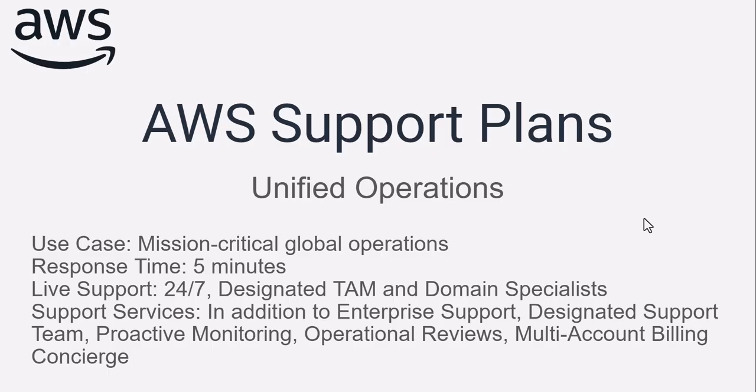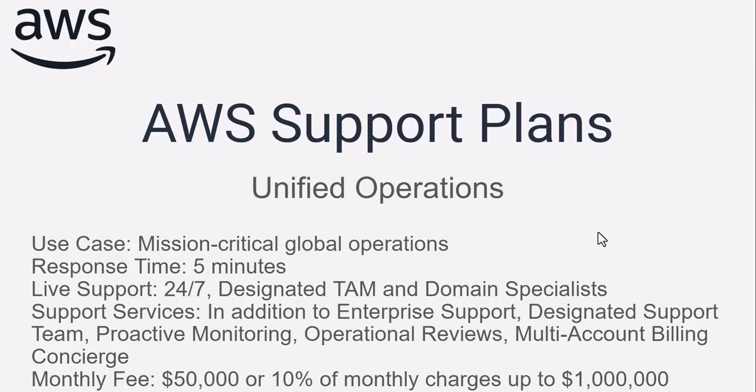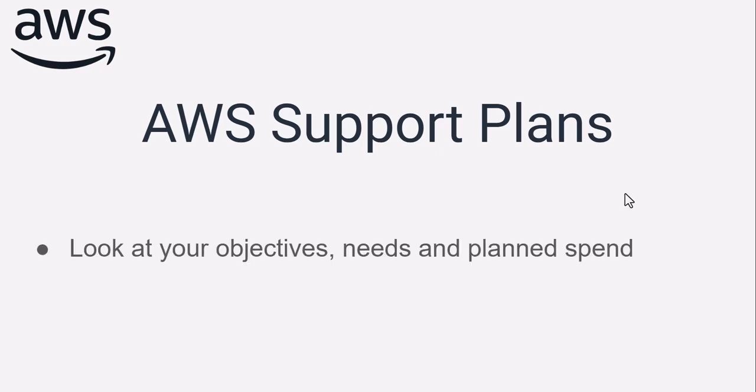And then the support services offered, same as Enterprise Support. And then in addition to that, you have a designated support team, proactive monitoring, operational reviews on a regular basis, multi-account billing, concierge service. It's the top of the line service for AWS. This one is pretty expensive, $50,000 or 10% of your monthly charge up to $1 million. And same as the other ones, whichever one is more expensive, that's the one they're going to charge you on. Once you get over $1 million, the percentage of your monthly bill is going to go down.